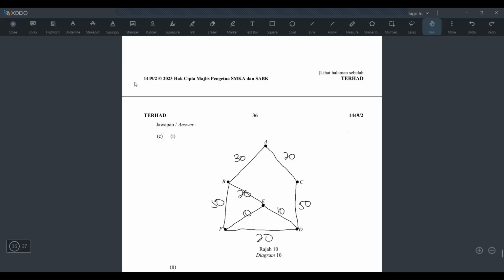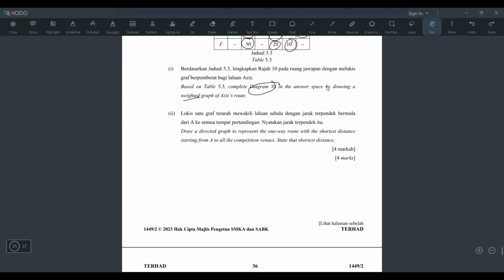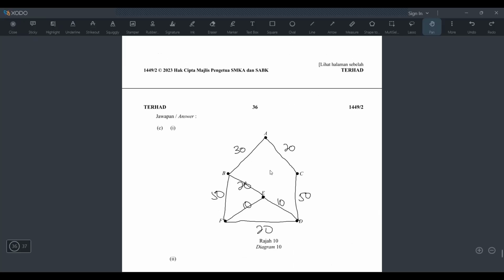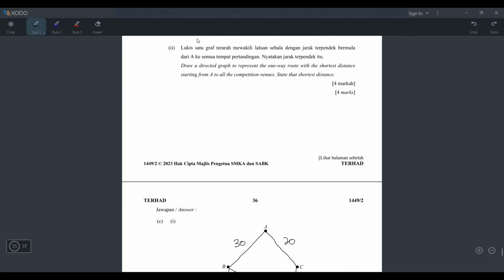So finished already. But they never say directed, right? They just say weighted, so there's no direction here, because they just say weighted graph. So this is done. Now for my second question, draw a directed graph, this one has arrow direction.